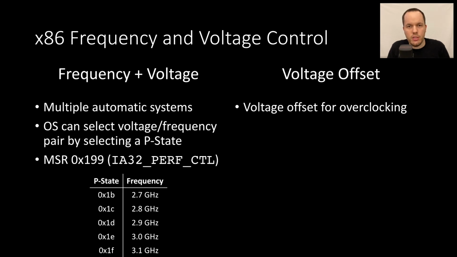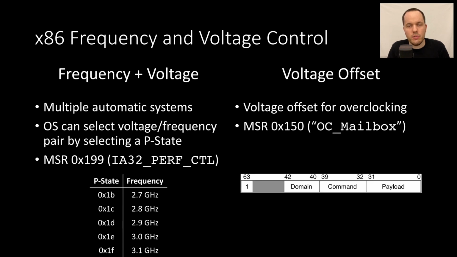However, there is also an additional interface that allows the operating system to apply an offset to the voltage. This interface requires writing to an undocumented model-specific register, which is known in the community as OC mailbox. By combining those two interfaces, the attacker can choose any frequency from one of the P-states and apply a negative offset in order to undervolt the processor and induce faults.